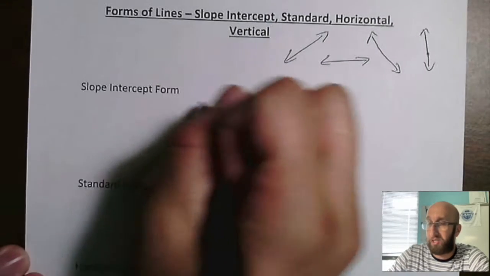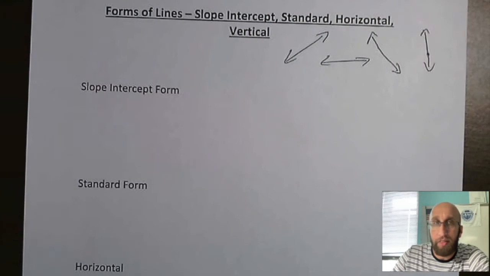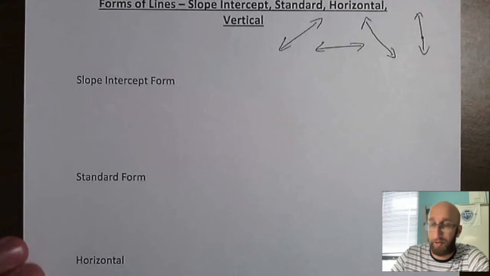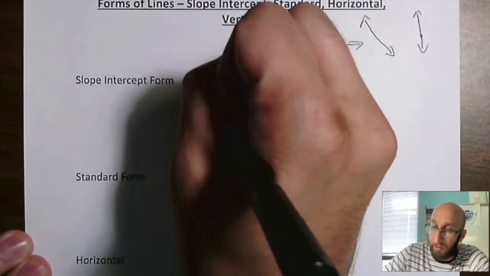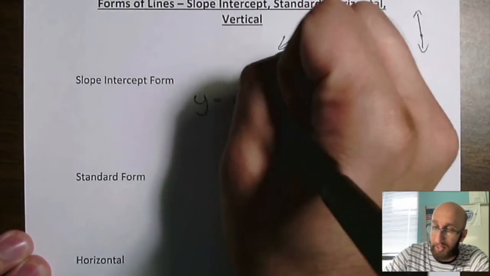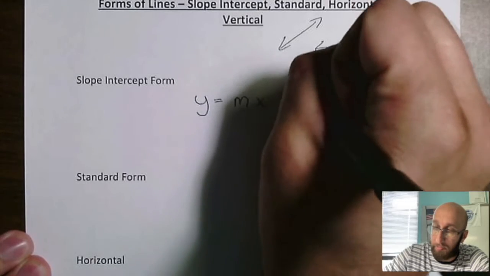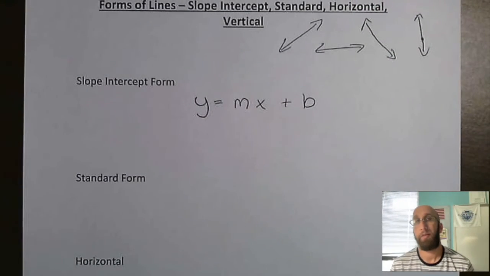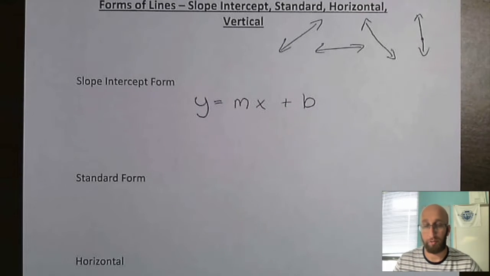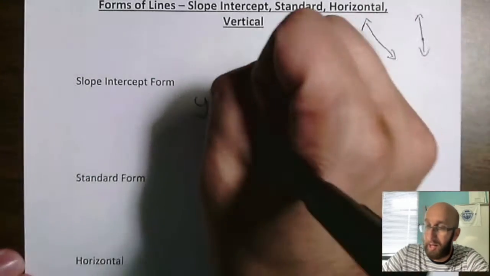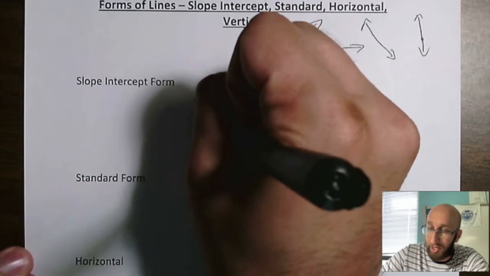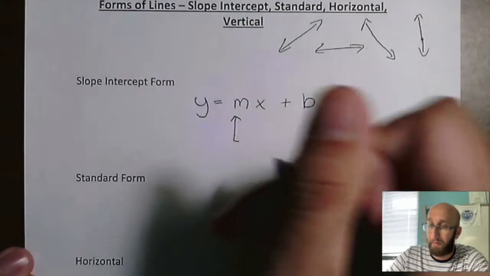Slope-intercept form is probably the most common one that students run into. You should probably remember it from Algebra 1. It is y equals mx plus b. The reason it's so common is that it's super convenient to go from an equation to a graph. You can just look at the equation and immediately get some information about that line and what that graph looks like.